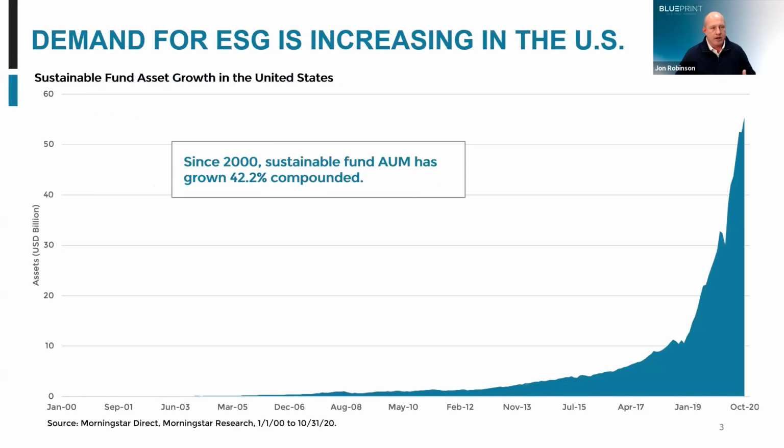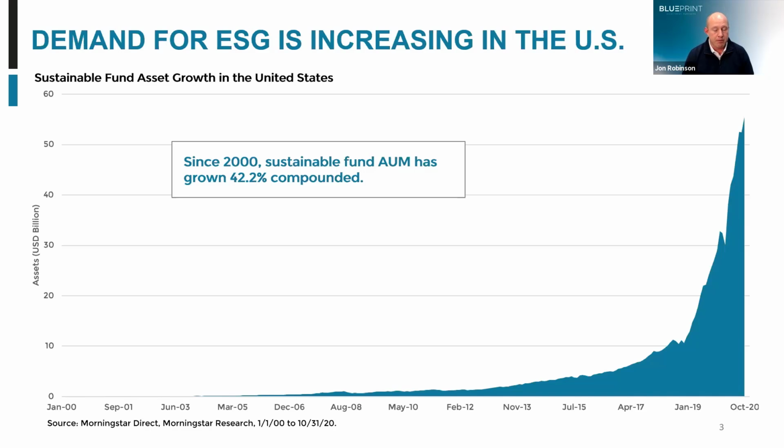So let's get started. As you can see on this slide, demand for sustainable funds, which prior to about 2012, ESG was known as SRI or sustainable investing. When you look at this since 2000, sustainable fund assets in the US have grown at a compound annual growth rate of 42%. And they currently sit at 55 billion. And this is across the board. This data comes from Morningstar.